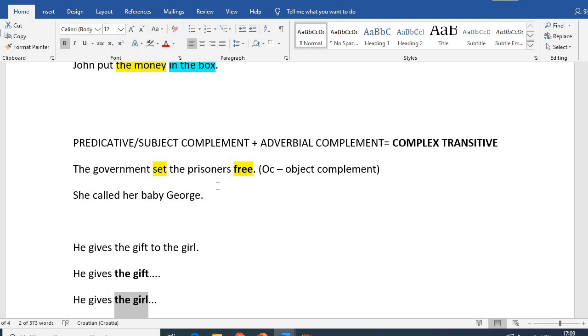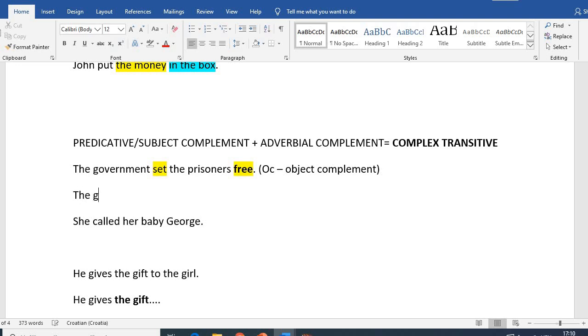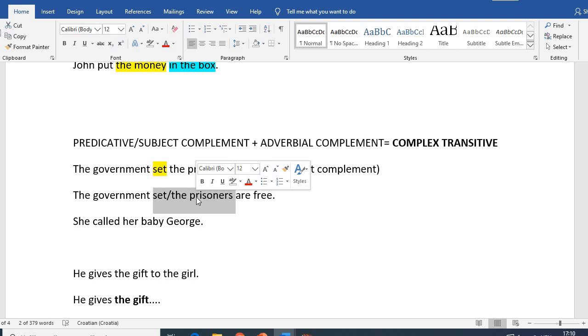But in complex transitive, it's the government set the prisoners free. Of course, it's directly linked between set and the prisoners, but free is not linked to the verb set, it's linked to the prisoners. So it's basically the government set, and the second part would be the prisoners are free now. So free is related to the prisoners, and the prisoners is related to the verb set, but free and set are not in direct relation.